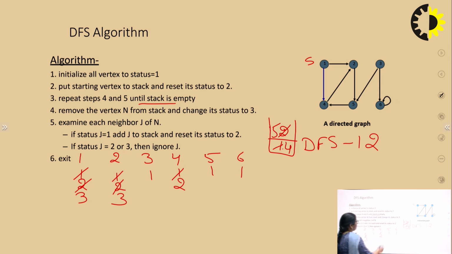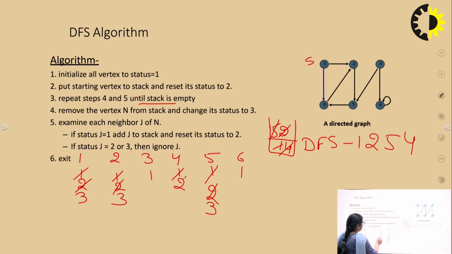When it is pushed onto the stack, its status will become 2. Now again pop the element and process it. What are the neighbors of 5 now? That is only 4. Now what is the status of 4? Already 2. It means it has already been waiting, it is already in the waiting state. So nothing is pushed onto the stack. Now pop again, 4 processed.